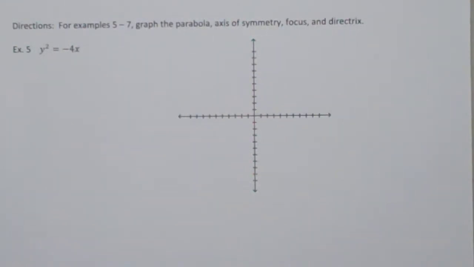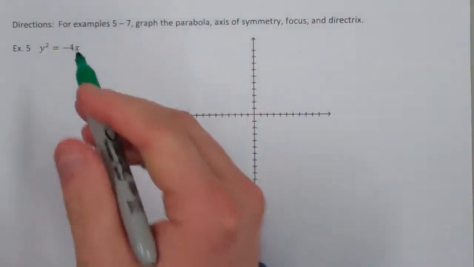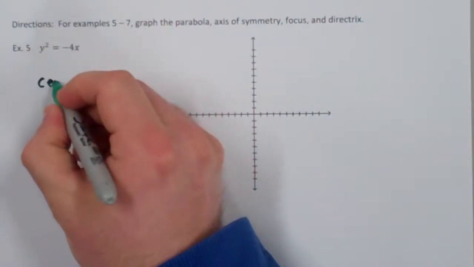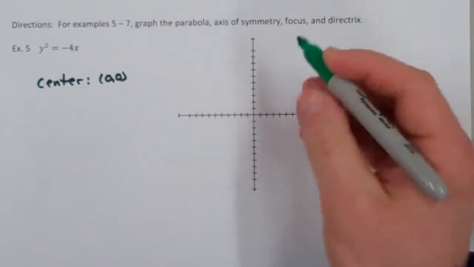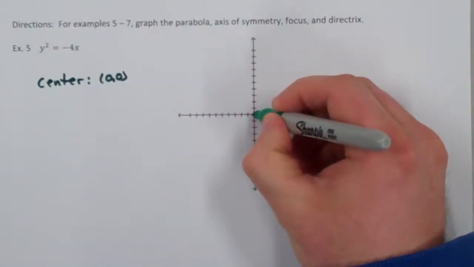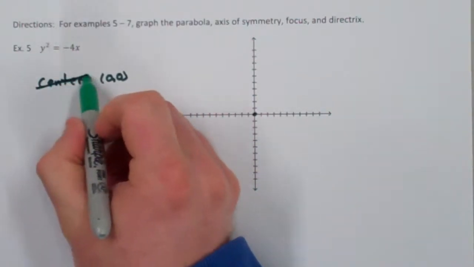For example 5, we finally get to graph one of these things. We're going to graph the parabola, axis of symmetry, focus, and the directrix. Awesome. If we take a look at this, the very first thing I'm noticing, I don't know if you are, is that the center is at (0, 0). There's nothing happening really by the x and the y. So let's put a point right there, and boy, I made a little whoopsie here.